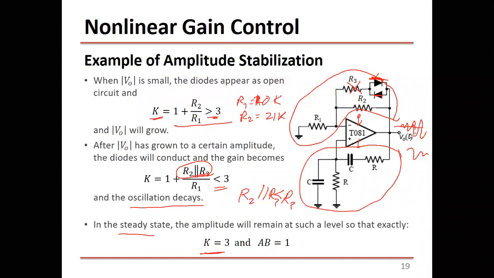If they decay below that condition, K equals 3, then the two diodes will be off, and R3 will be disconnected, and the gain goes back to above 3. So in the steady state, it will keep the gain at 3. Do you have any questions?